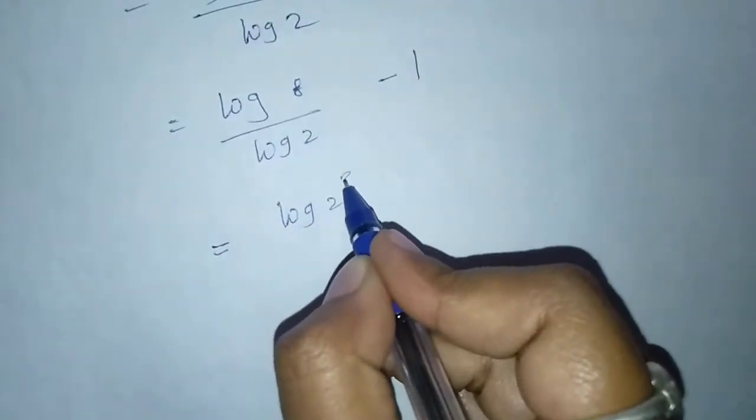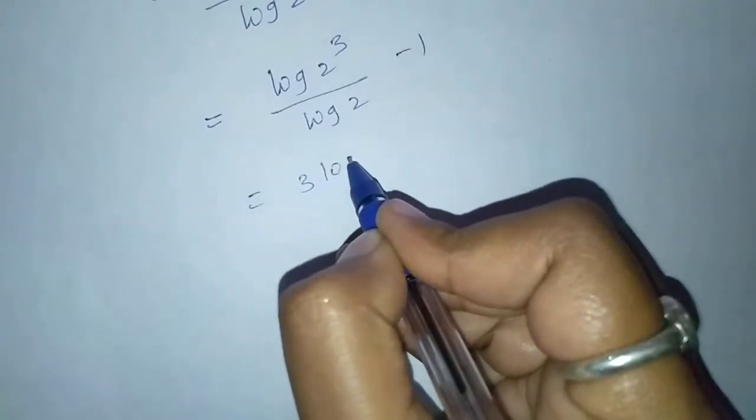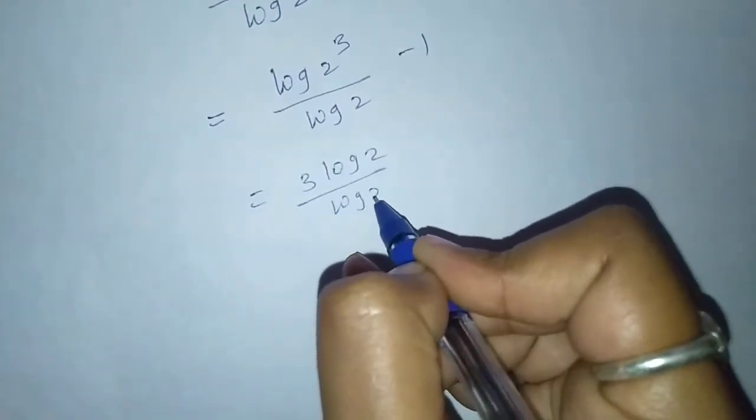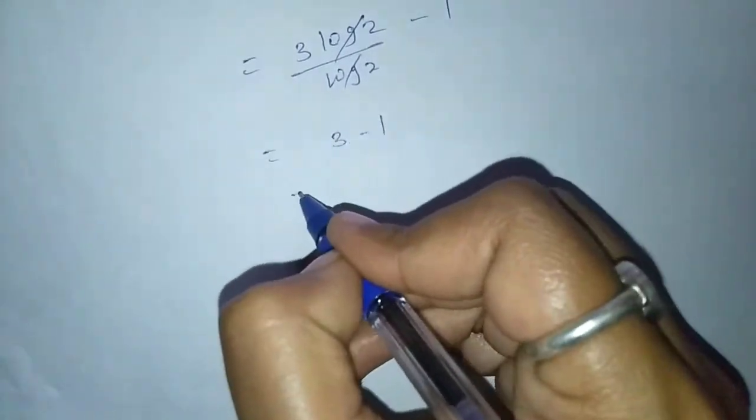8 means 2 raised to 3 log of 2 minus 1 is equal to 3 log 2 upon log 2 minus 1. Log 2 gets canceled, means 3 minus 1 is equal to 2. Means minimum height of binary tree with 7 vertices is nothing but 2.